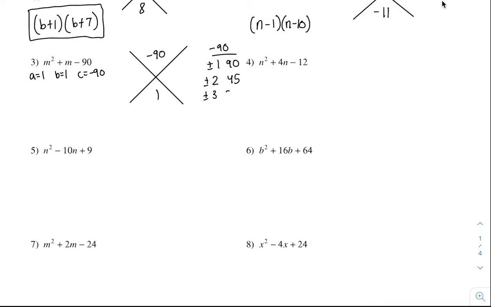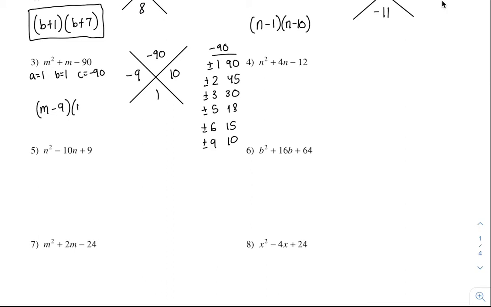Right now, I'm just writing all the factors of 90. 1, 18, 6, 15, and 9, and 10. So out of all of these, the two factors that could possibly give you 1 are 9 and 10, and we would subtract them. We know it's 9 and 10, but which one has to be negative? It has to be the 9, because negative 9 plus 10 is 1. So there we go. Since a is equal to 1, we have factors n minus 9 times n plus 10.